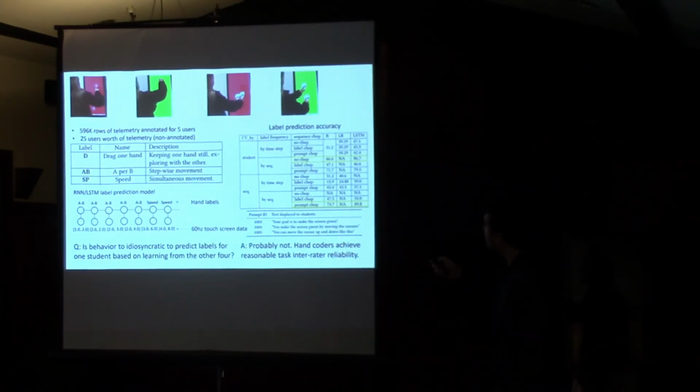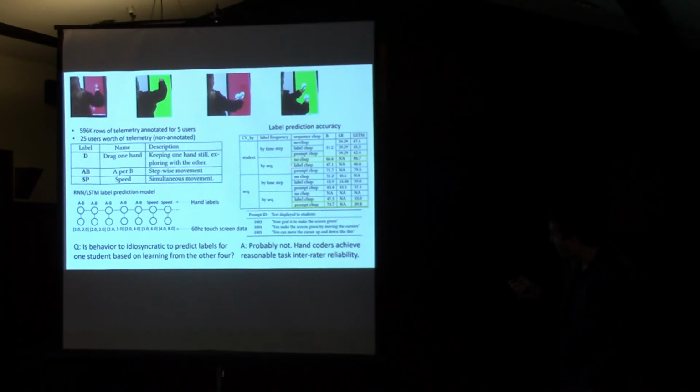So the best results we saw was cross-validated by student and then cutting by sequence, and the baseline accuracy of predicting just one of these 3 labels was 66.6. So there was a dominant label that occurred that many times. And our model got 86.7.